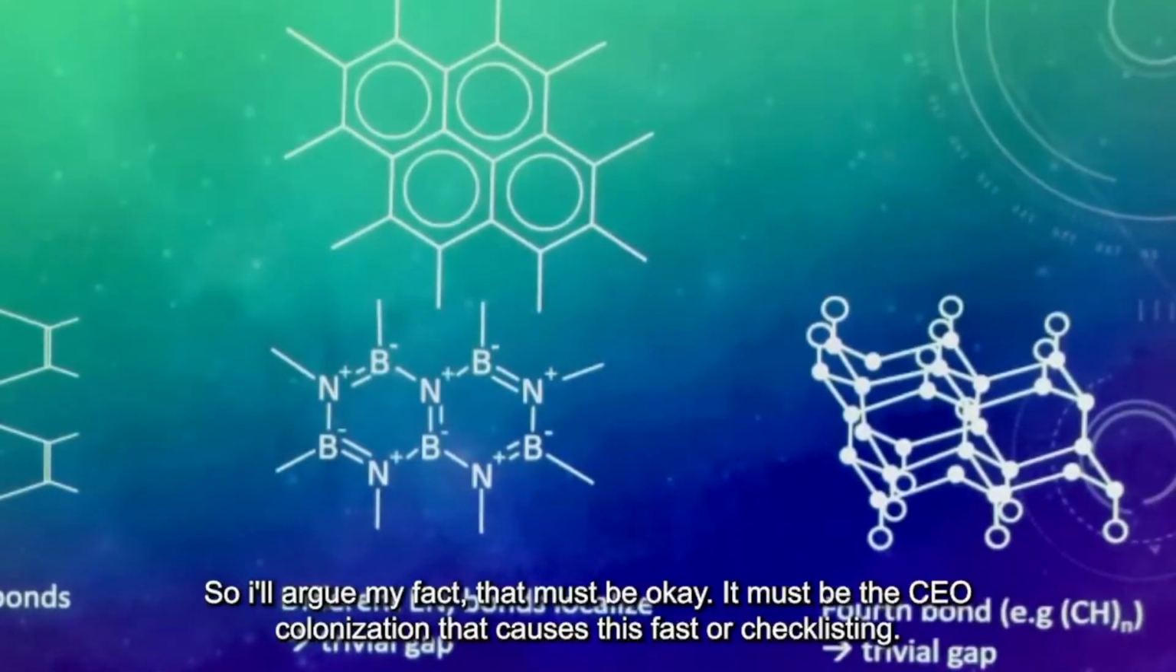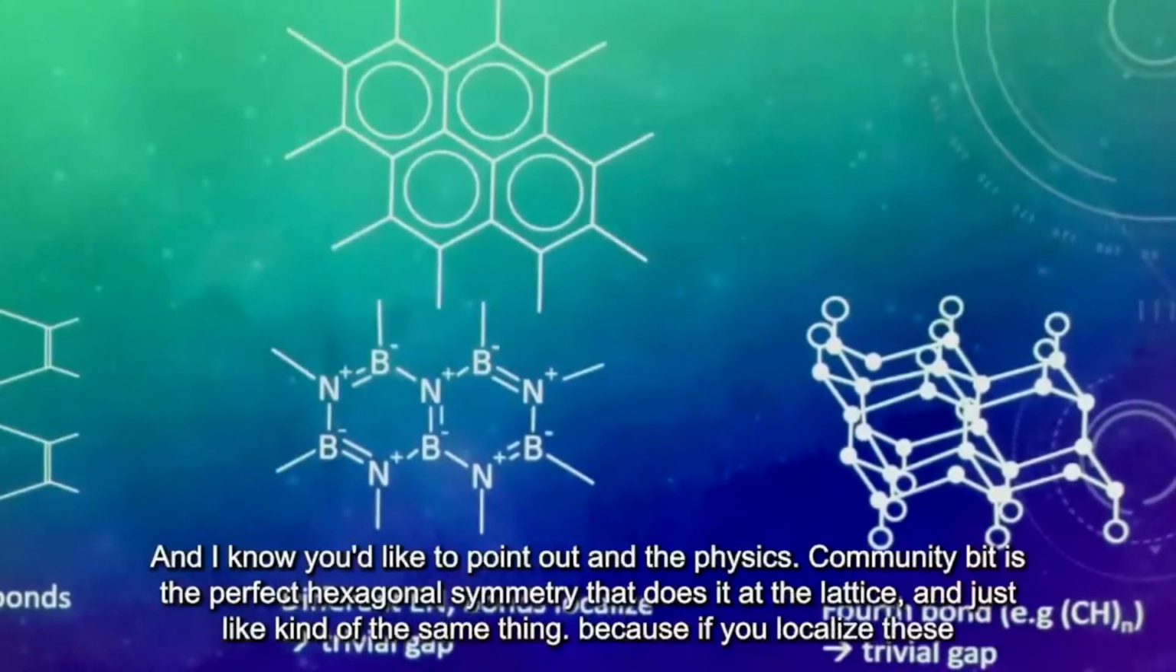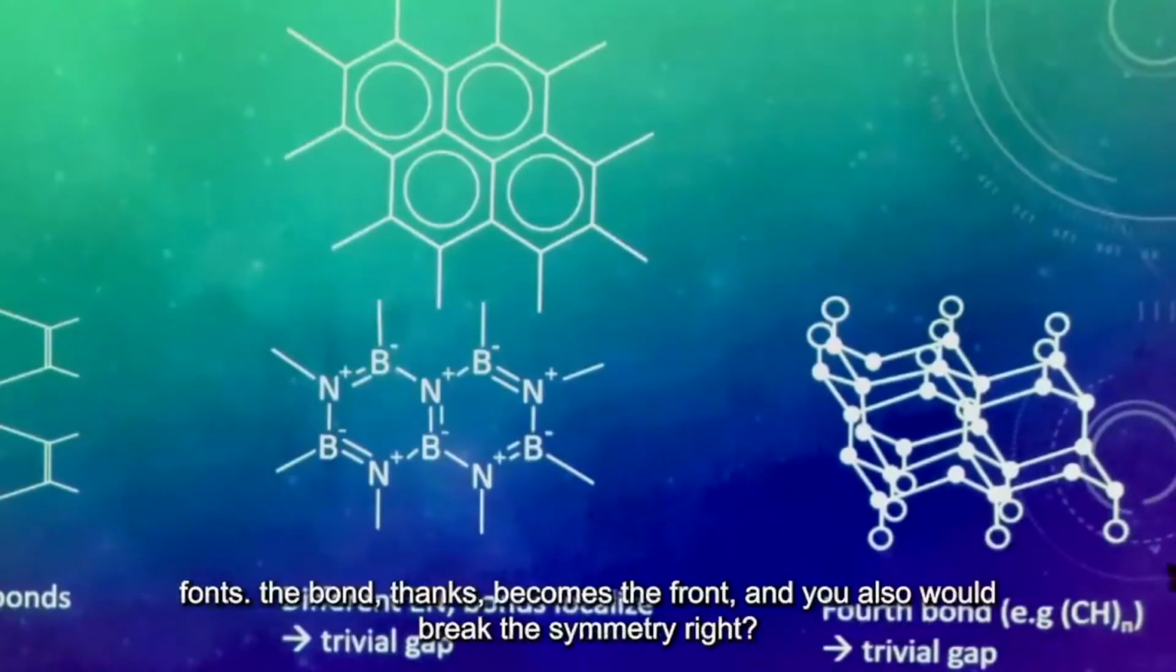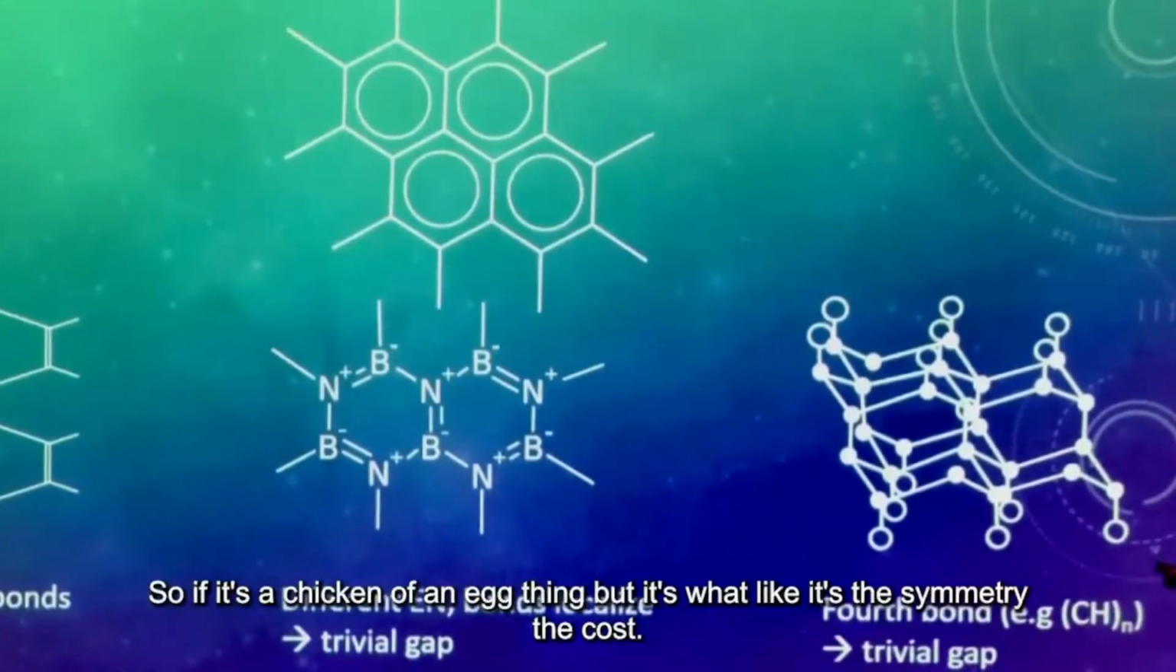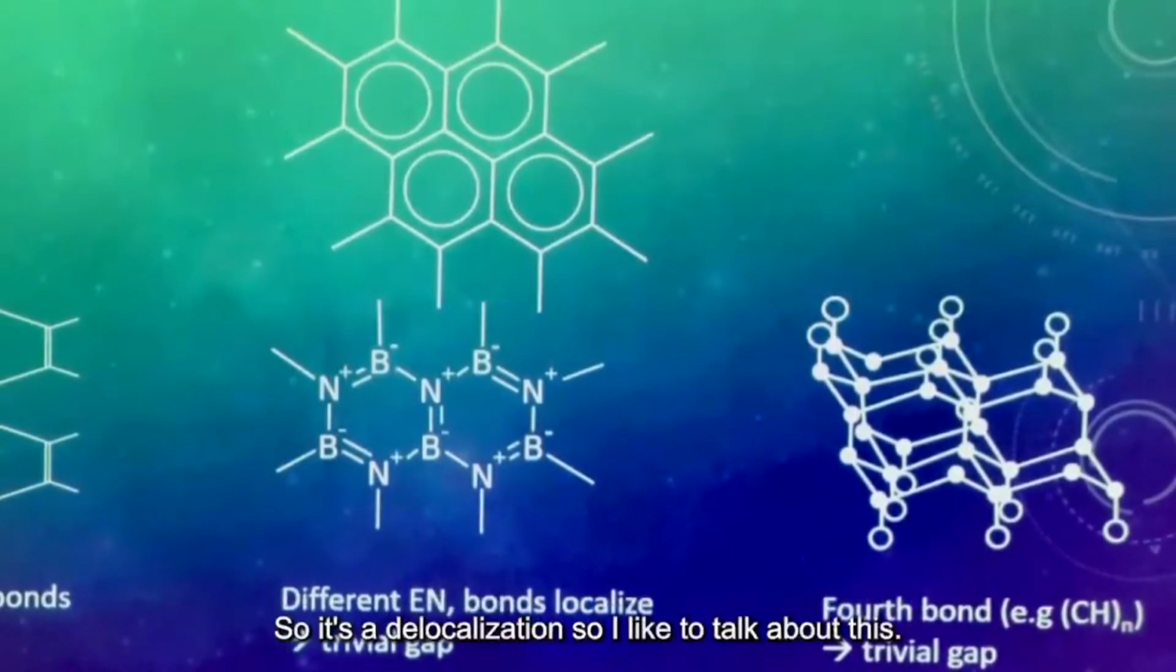So our argument back then must be, okay, it must be this delocalization that causes this band structure in graphene. And I know you like to point out in the physics community that it's the perfect hexagonal symmetry that does it, and the lattice. My point is, it's kind of the same thing, because if you localize these bonds, the bond lengths become different, and you also would break the symmetry, right? So it's a chicken and egg thing. Is the symmetry the cause, or is the delocalization the cause?